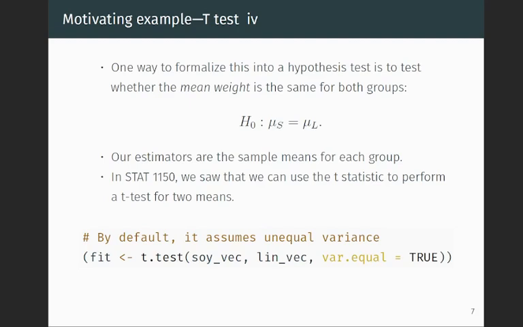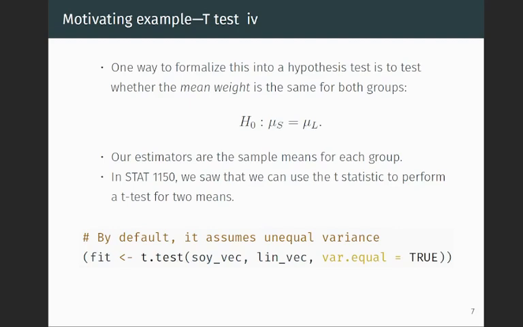And in Stat 1150, or maybe some other courses you've taken, we saw that we can use the t-statistic to perform a t-test for a difference in means. So we'll do this in R. If you remember, we can do this using the t.test function. And by default, the t.test function in R assumes unequal variance. And just for simplification, we're going to make the assumption of equal variance. And so this is why I'm writing t.test(soyvec, linvec, var.equal=TRUE). And I'm saving the output into the object fit.